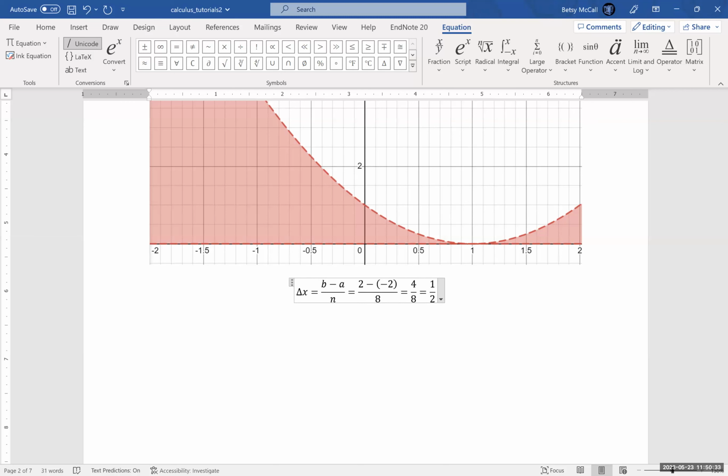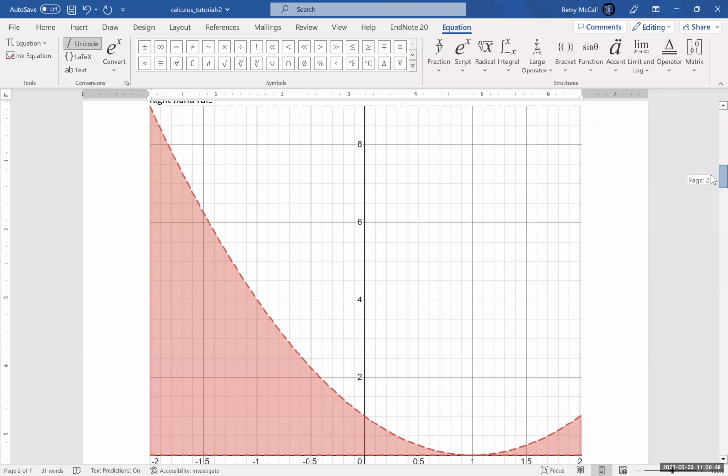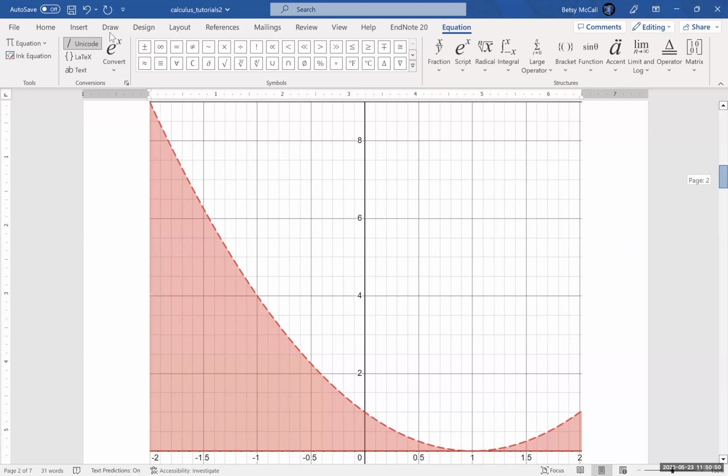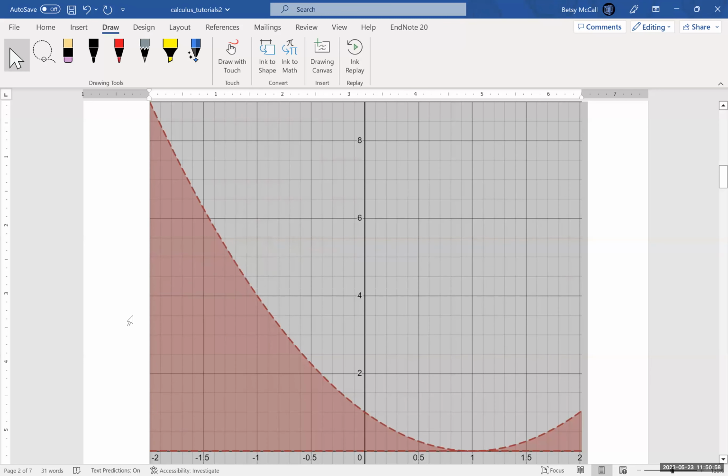And so starting then at -2, we can see these grid lines here are the 1/2 step. And so that's where we're going to draw our rectangles. Now for the right-hand rule, our rectangles are going to have the height of the graph on the right side of the rectangle.